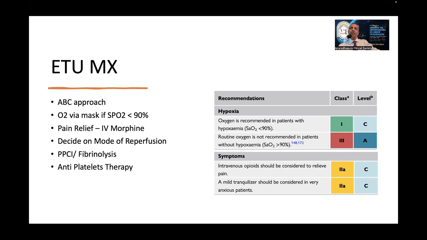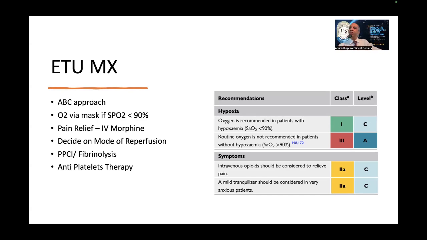Routine oxygen is discouraged. If the SpO2 is more than 90, you don't have to give oxygen. Then for pain relief, of course, you have to give morphine, and then decide on the mode of reperfusion: whether the patient can be sent directly to the cath lab for stenting, that is called primary PCI, or whether you are going to offer thrombolysis, fibrinolysis, right?